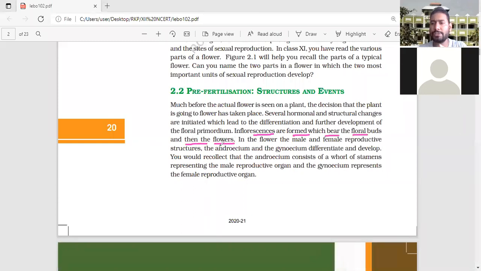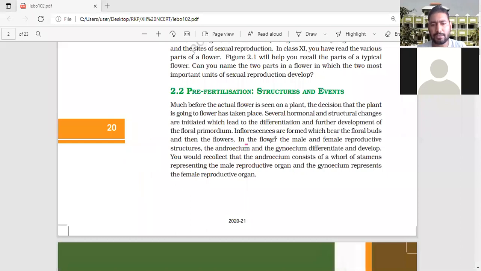Inflorescence, which I discussed yesterday, is the pattern of arrangement of flowers on the floral axis. So the branch where there are flowers and other parts, the floral buds, means there are different types of flowers. Suppose that this is the floral axis. On the floral axis there are different floral buds, like here, here, here and here. In this way there are different floral buds.